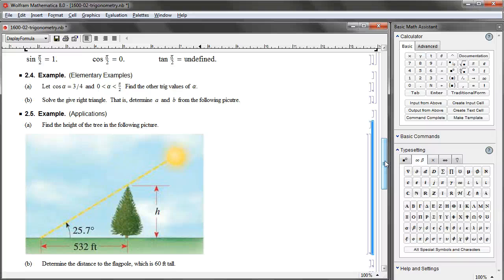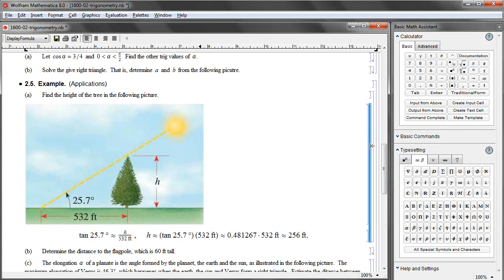So okay, we have 25.7 degrees as the angle of elevation and 532 feet as the length of the shadow. So we have the angle and the adjacent. How do we find the opposite? The height is the opposite in this case. What kind of trig function do I use? Opposite over adjacent is tangent. So we use this: tangent is equal to h over 532.